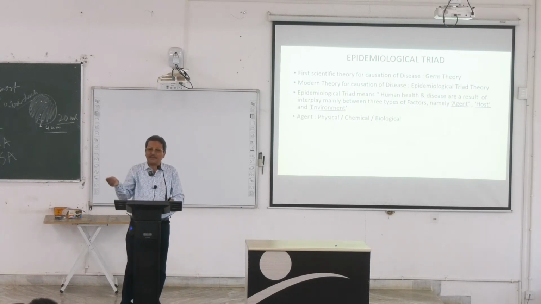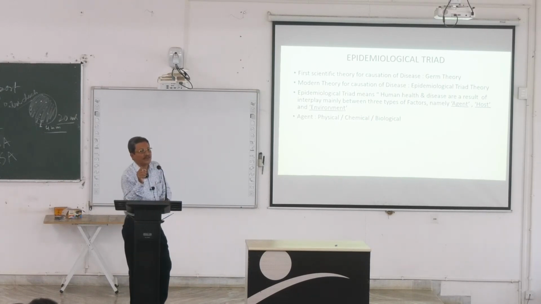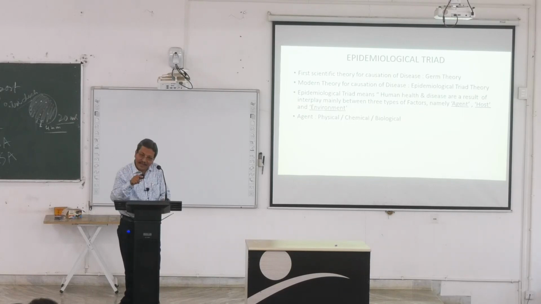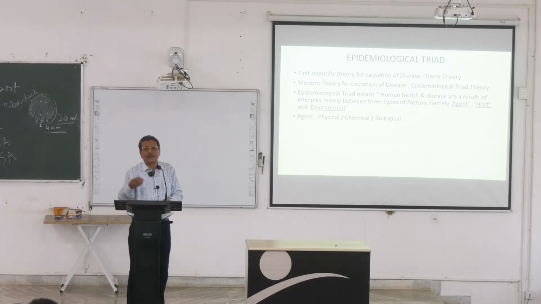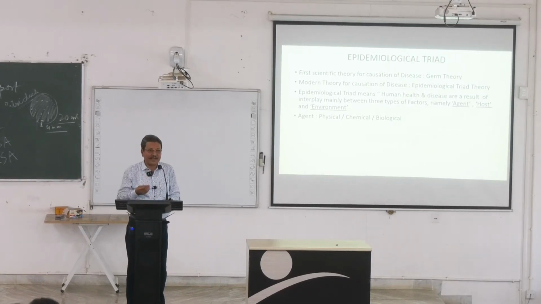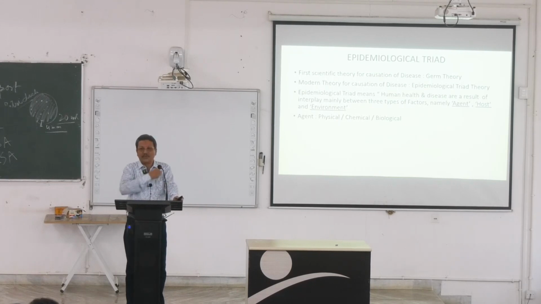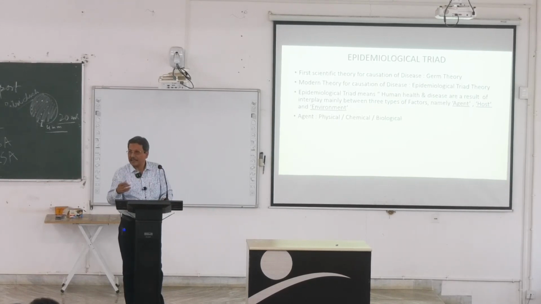Okay, so the agent may be different. So for disease causation, the agent may be single, the agent may be multiple also. Especially in communicable disease, the agent may be single, but in non-communicable diseases or chronic diseases, there may be multiple agents. Suppose high cholesterol, triglyceride, there may be atherosclerosis going on, etc., agents may be there.